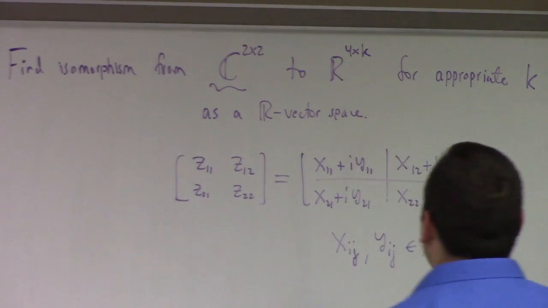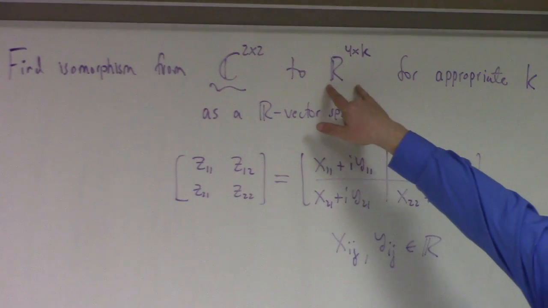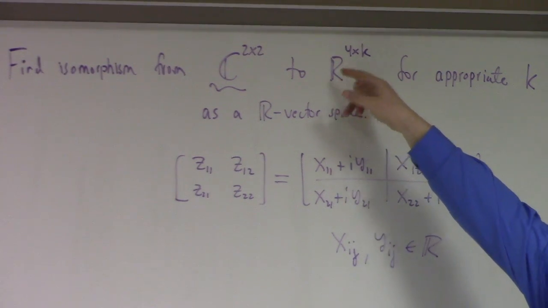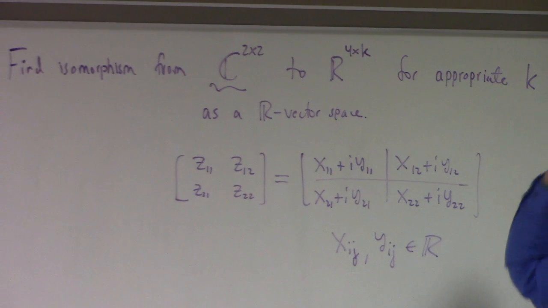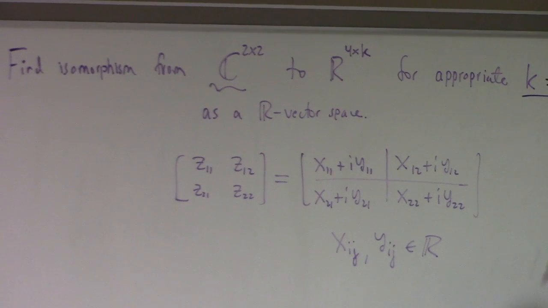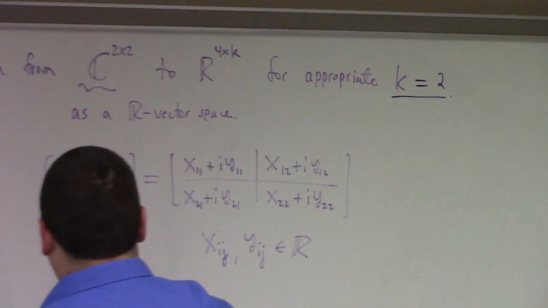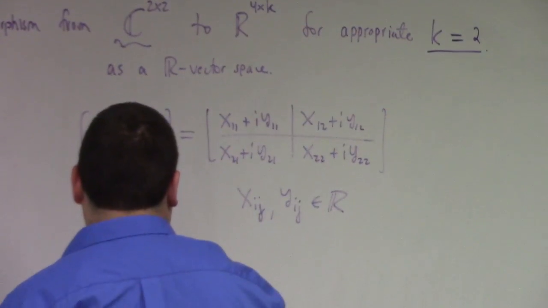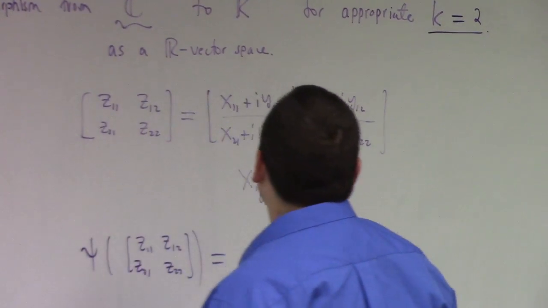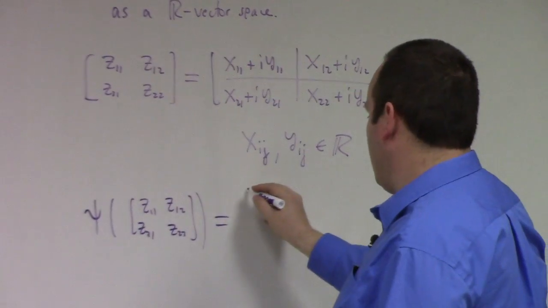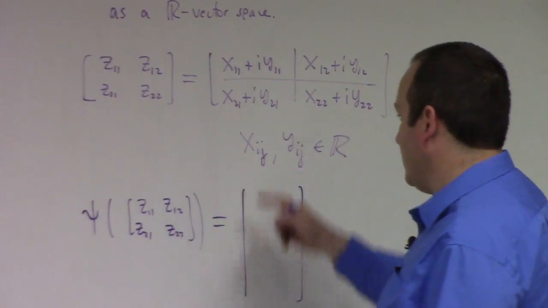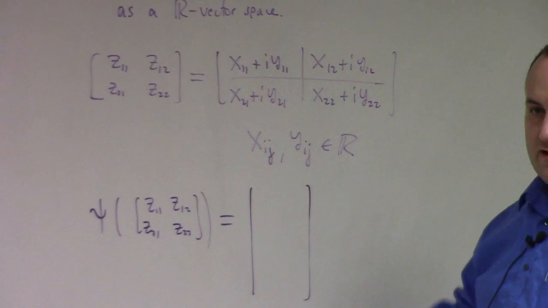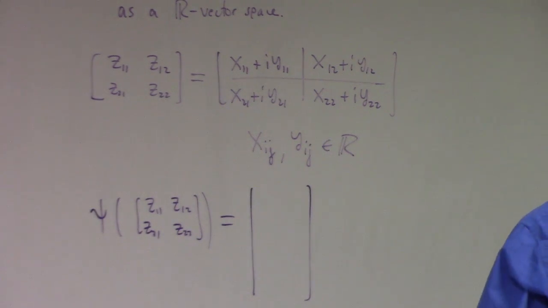So what would be the appropriate K? What's the dimension of this as a real vector space? It's 4 times K, right? So K equals 2? Yeah, 2, right? So I want to say psi of Z11, Z12, Z21, Z22 as above, right? What would I set it equal to? I want four rows, two columns. There's lots of different choices, but pretty much you just fill in the parameters that you see in the domain into the range appropriately, and then that's an isomorphism, right?